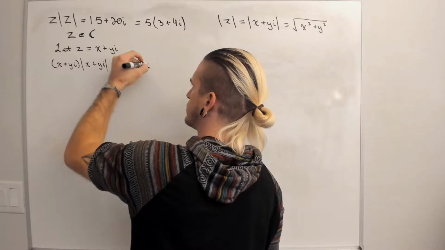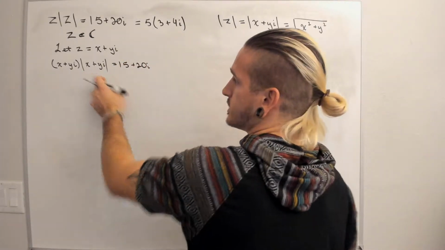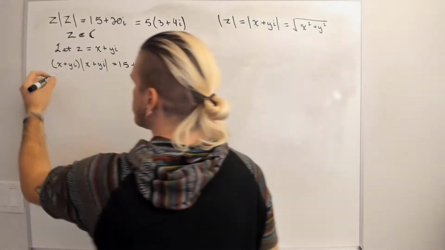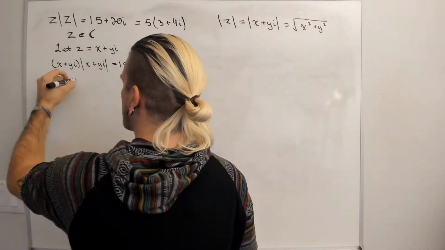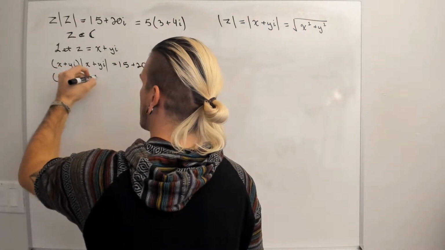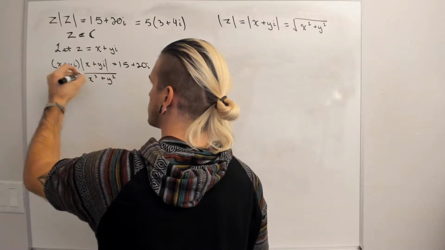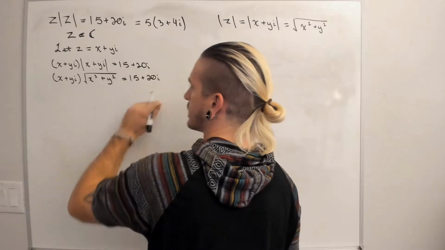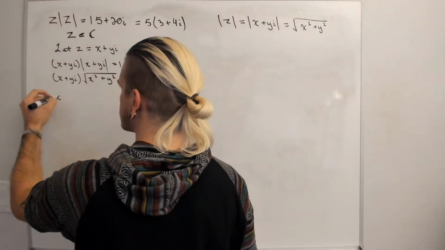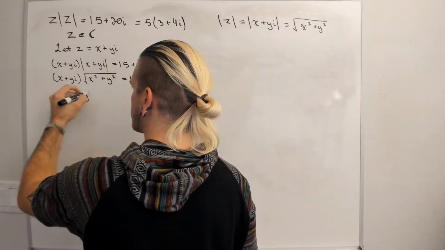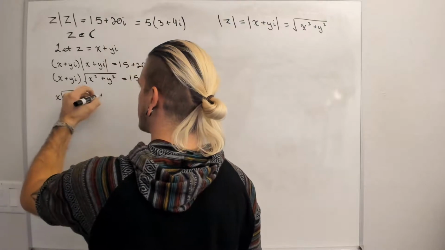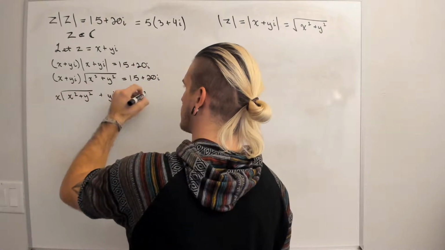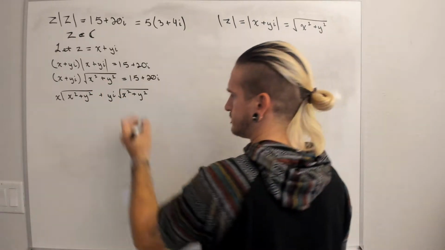And then we'll distribute. Or not yet, we're not distributing yet. Let's go ahead and change that into what it equals. So the absolute value of x plus yi is the square root of x squared plus y squared. And then we will distribute that to the other two terms. So here we have x times the square root of x squared plus y squared, and then yi times the square root of x squared plus y squared.